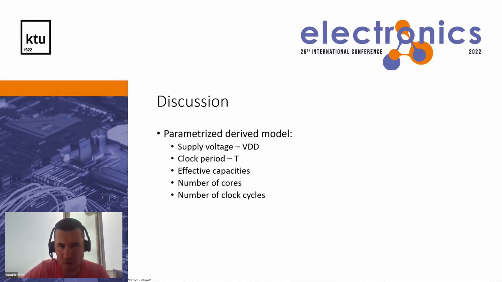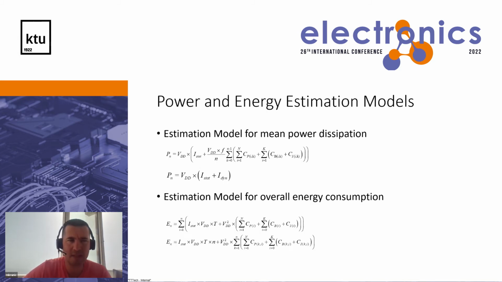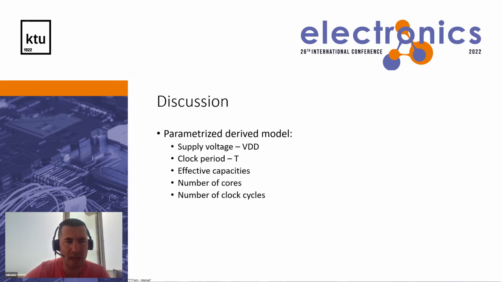Then the number, of course. So in these equations, in these models, there are these sums, which represent the number of cores that you have in the system, in your heterogeneous system. And of course, the number of clock cycles. This does not influence mean power directly, but it influences, of course, overall energy consumption, which increases directly with the number of clock cycles rising.